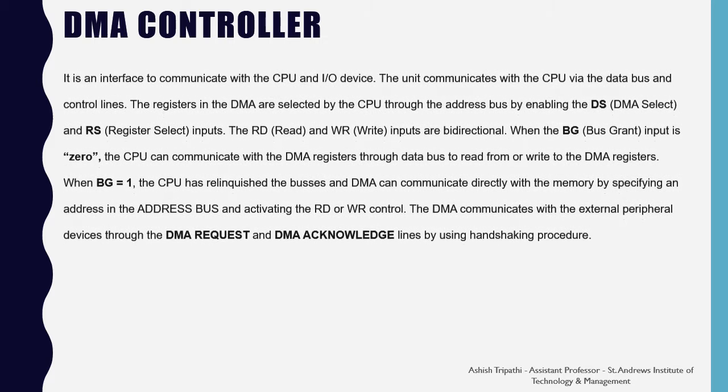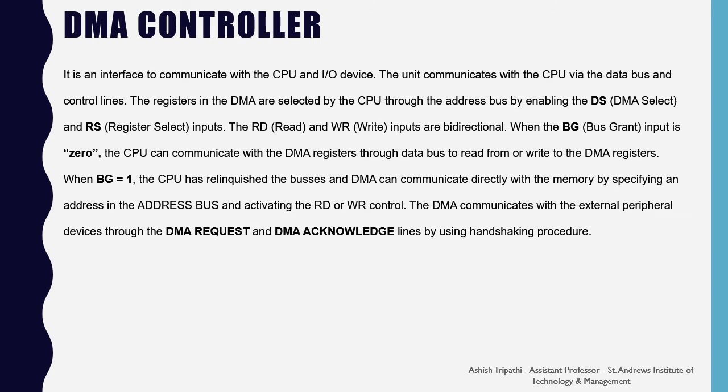DMA controller. It is an interface to communicate with the CPU and the input-output device. The unit communicates with the CPU via the data bus and control lines. The registers in the DMA are selected by the CPU through the address bus by enabling the DS, that is the DMA select, and RS, that is the register select inputs. The RD, that is read, and WR, that is write inputs are bidirectional, that is it can take the data from the CPU as well as from the DMA.